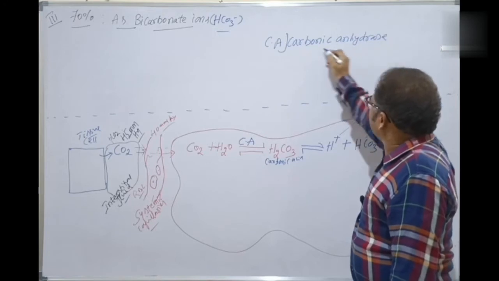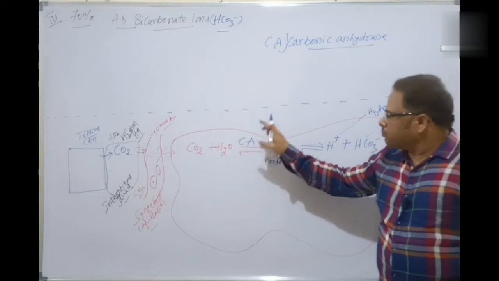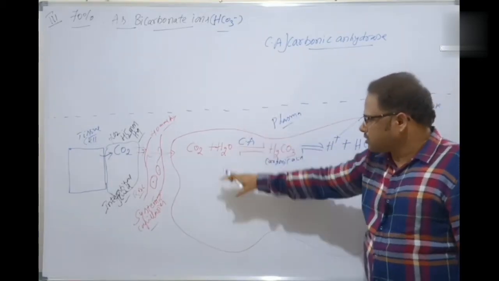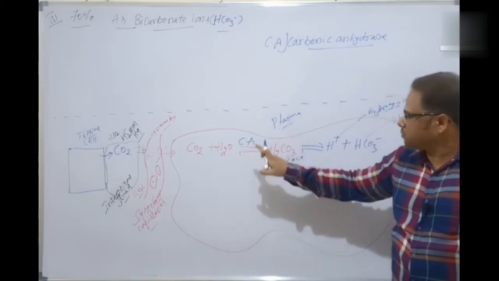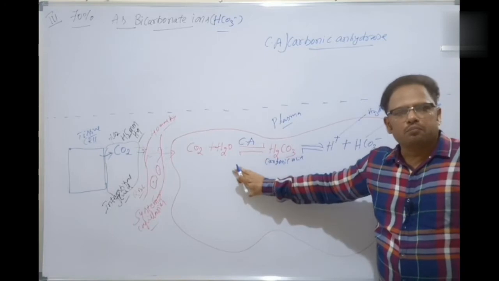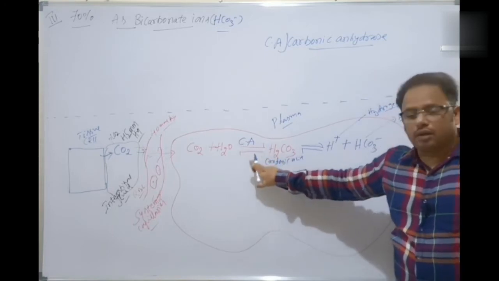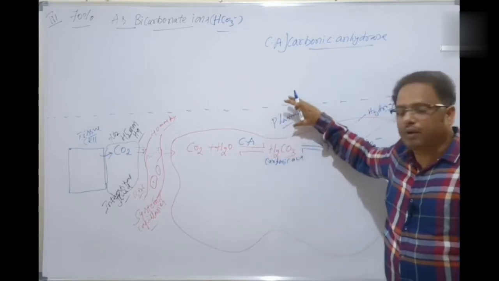Carbonic anhydrase is an enzyme. It is present in the plasma also. For example, here is the plasma and this is the RBC. Carbonic anhydrase is present in plasma as well as the RBC. But the level of this enzyme is much higher in the RBCs when compared to plasma.